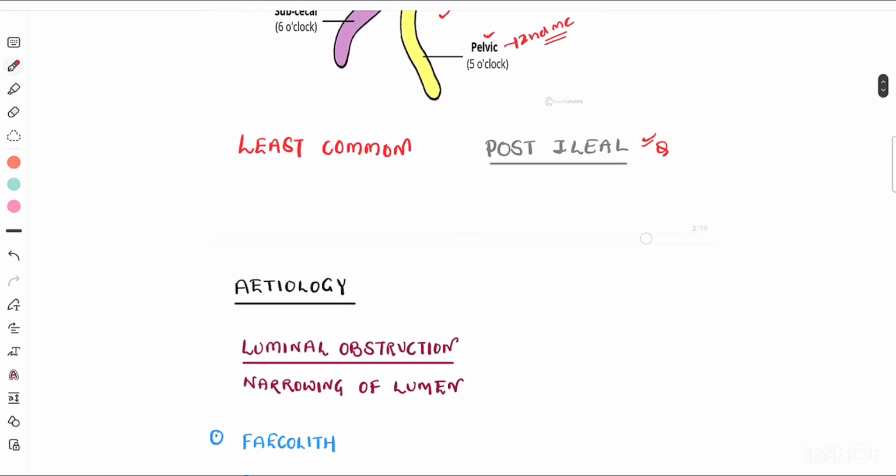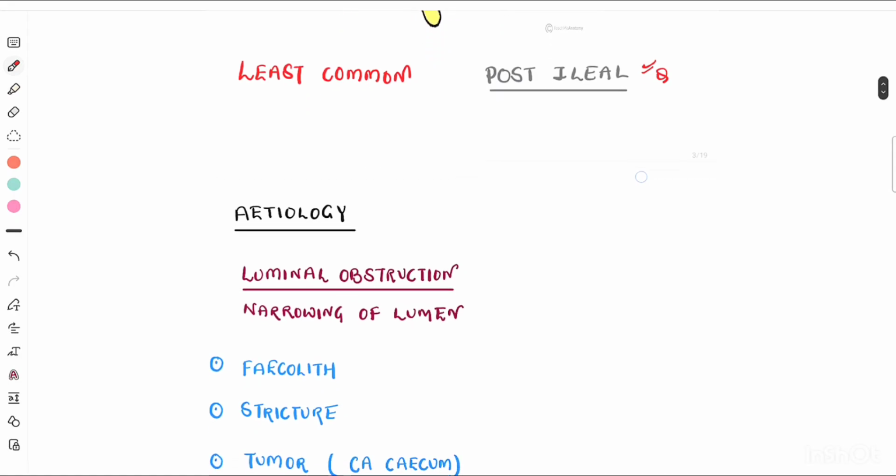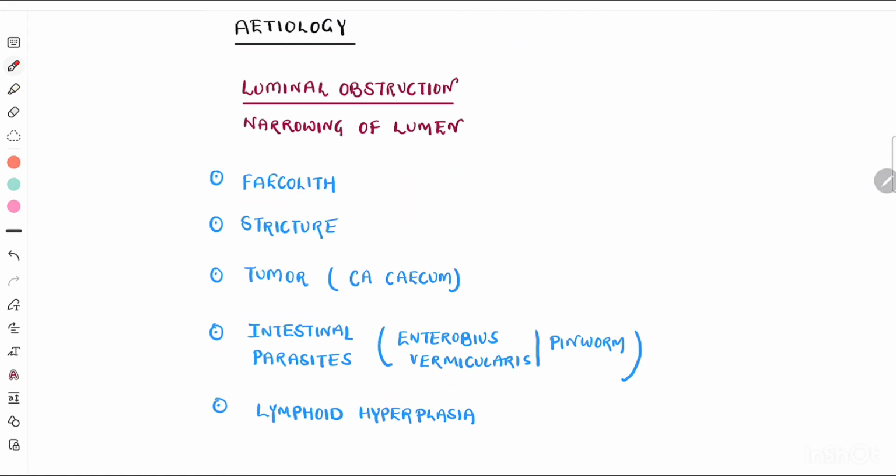After this we are going to discuss the etiology of appendicitis. So let's discuss the etiology behind appendicitis. Let us assume this is the appendix, and if there is luminal obstruction or narrowing of the lumen, meaning something obstructing the lumen directly or indirectly, something which can press on the appendix, it will lead to narrowing of the lumen of the appendix. So in the lumen there can be a fecolith.